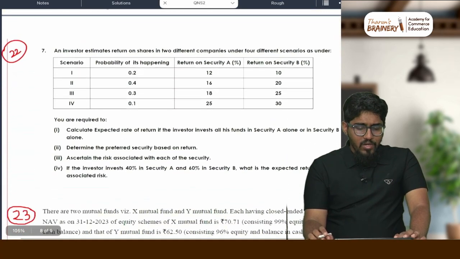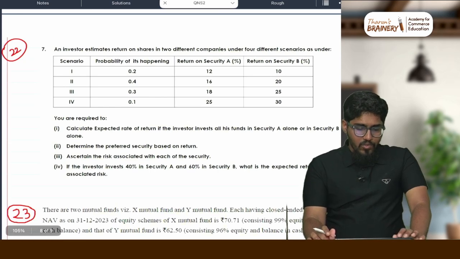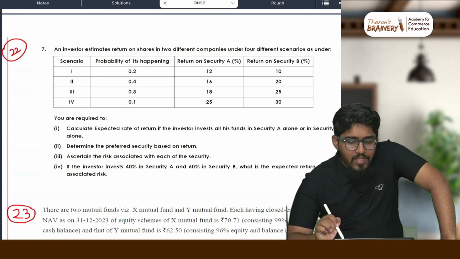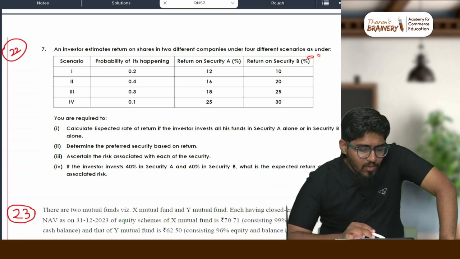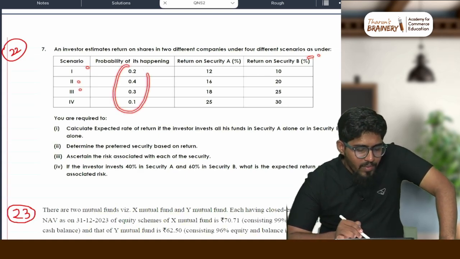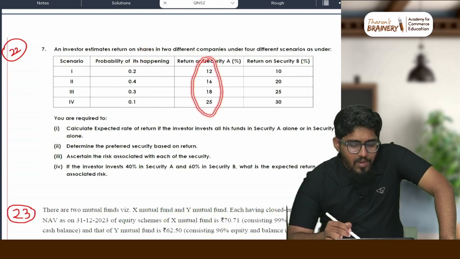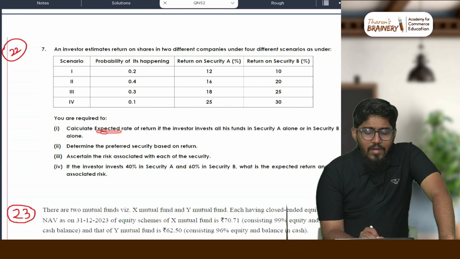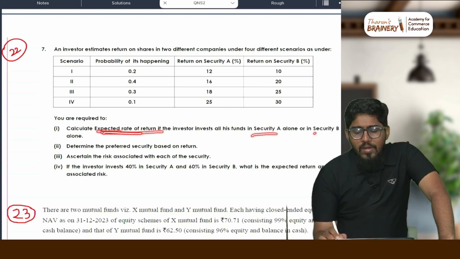Now, sir, question number 22. An investor estimates return of share in 2 different companies under 4 different scenarios. Scenario 1, 2, 3, 4. So what is the probability? So probability is given. What is the return of security A and what is the return of security B? Calculate the expected rate of return in security A and security B.